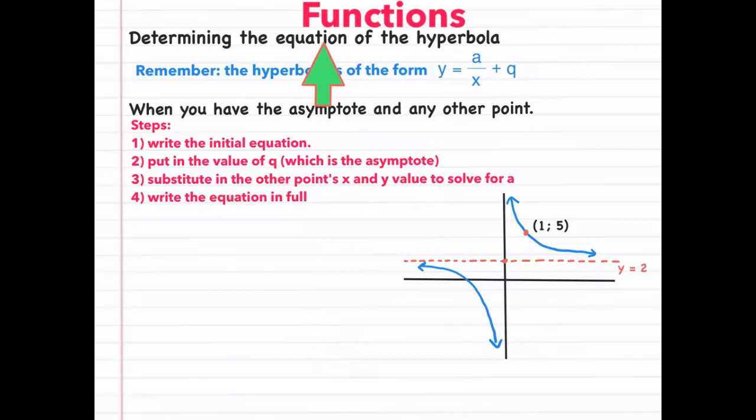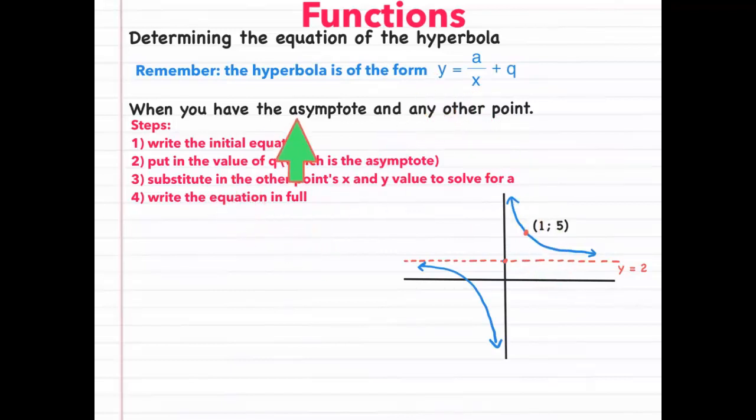Everyone, and welcome back to our functions lessons, where we will determine the equation for the hyperbola. Now remember, the hyperbola is of the form y equals a divided by x plus q. So when you have the asymptote and any other point, this is quite easy, because we've been doing it in linear equations, and with the parabolas we're doing a little bit of substitution of the other point into the values of x and y, right?